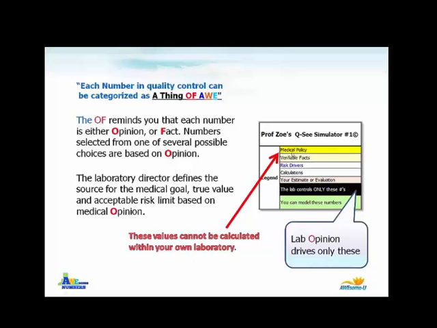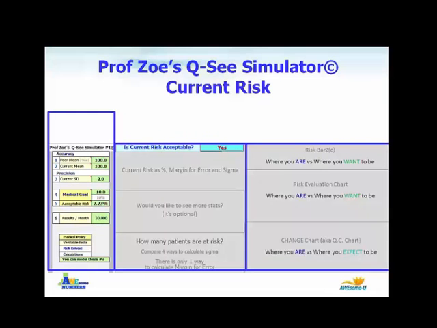You cannot calculate acceptable risk or medical goals within your lab. That would be like trying to calculate the speed limit based on the speed you've been driving. There are only 4 numbers that the lab controls. Your opinion drives these numbers, nothing else. So let's go into the simulator.